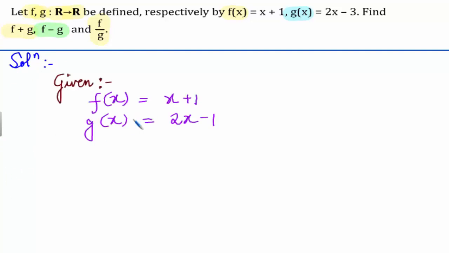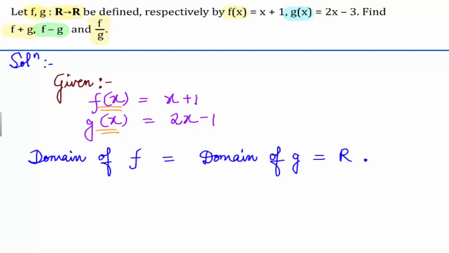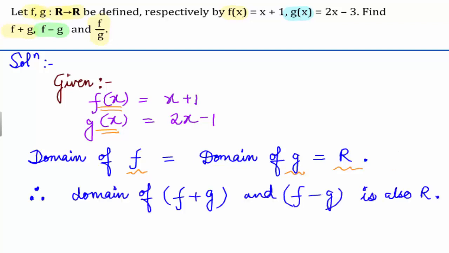Here we have the two functions f of x and g of x. Now the domain of the two functions f and g is given as R, because f and g are uniquely defined real numbers for all x belongs to the set of real numbers R. Therefore, domain of f plus g and domain of f minus g is also R, that is the set of real numbers. Now we will find f plus g, f minus g and f by g.